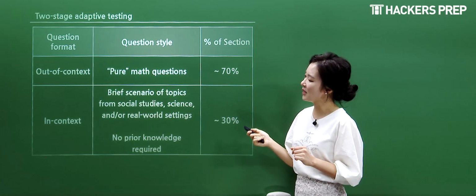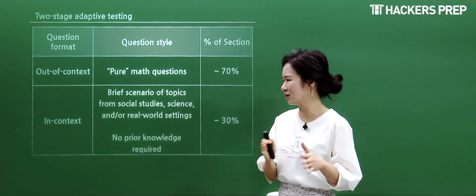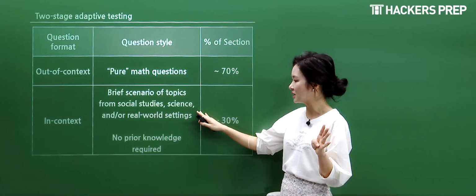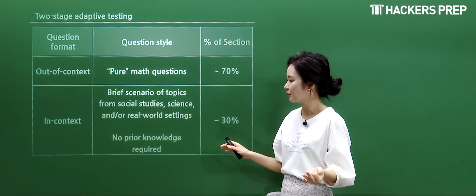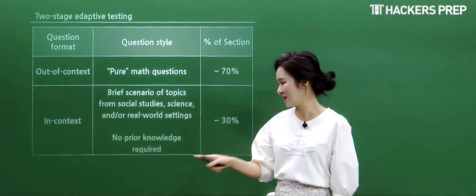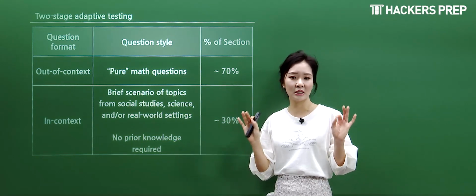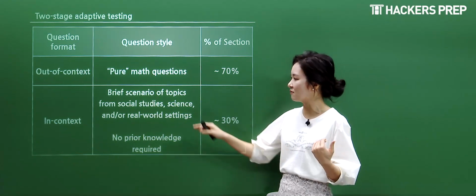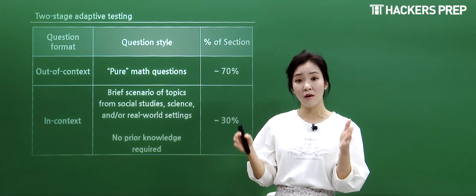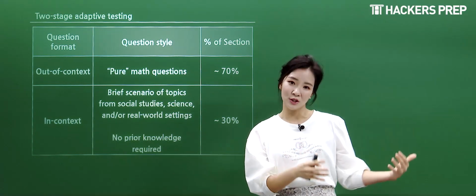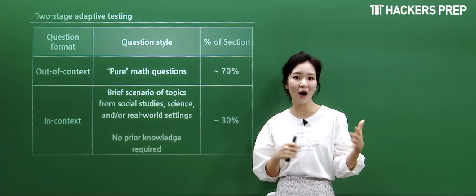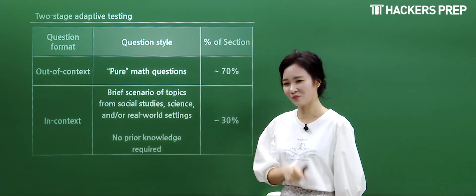70%. Now we have in-context questions, which sound a little scary and maybe a little long, but these are brief scenarios of topics from social studies, science, and/or real-world settings. Students might think social studies is another subject apart from math. But again, no prior knowledge is required because these are simply math situations within the context of social studies, science, and real-world settings, where all we have to do is translate the verbal statements given in the word problems into math expressions. Once we get through the questions and get to the section, whether volume 1 or volume 2 of these questions, you'll know what I'm talking about. So hang on tight.